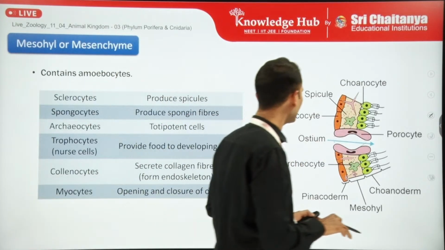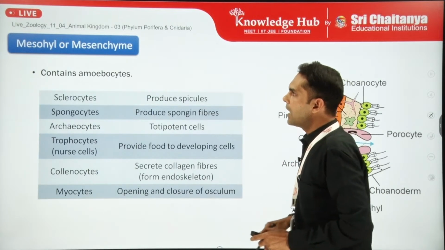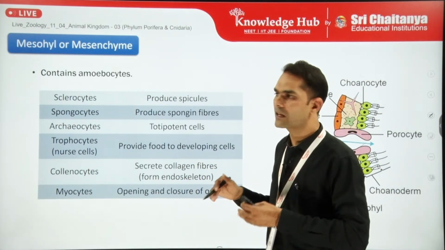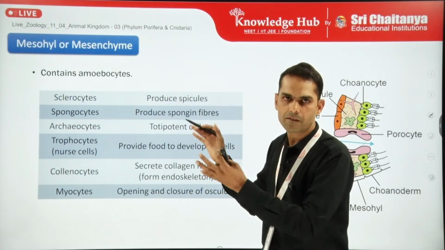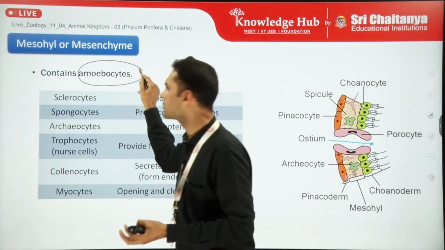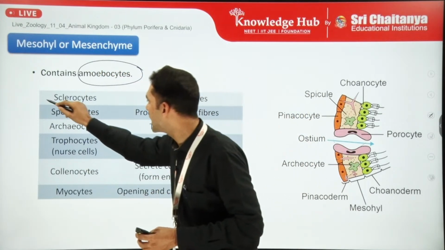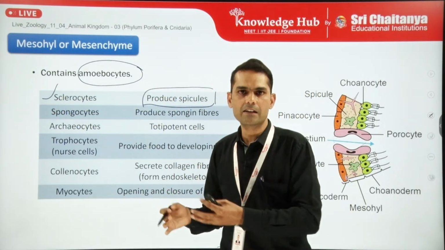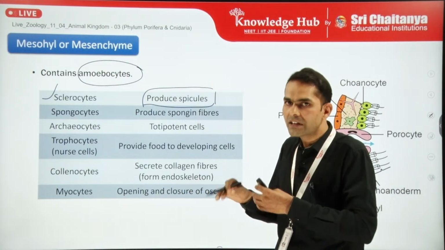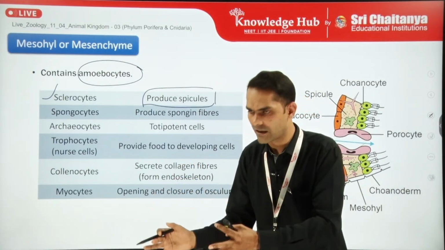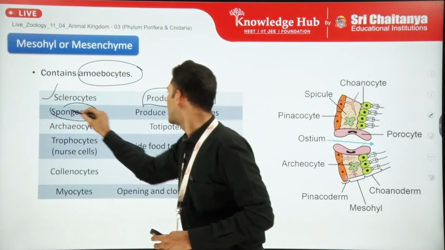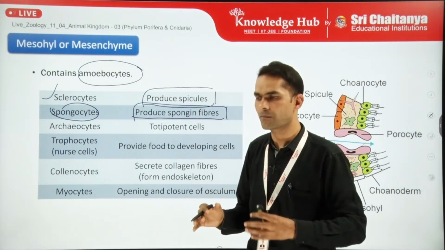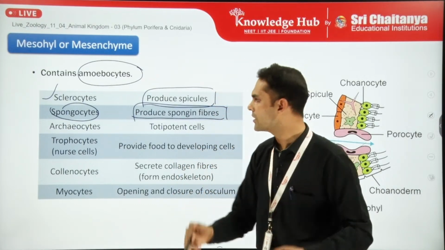Okay, so now apart from these two cells, pinacocytes and choanocytes, the other types of cells have different functions and collectively they can be categorized as amoebocytes because of their shape. We can categorize them as sclerocytes, producing spicules. If they are producing calcareous spicules, they will be called calcoblasts. If they are producing siliceous spicules, they will be called silicoblasts. Now spongiocytes produce spongin fibers, which are the fibers responsible for endoskeletal support and provide rigidity.